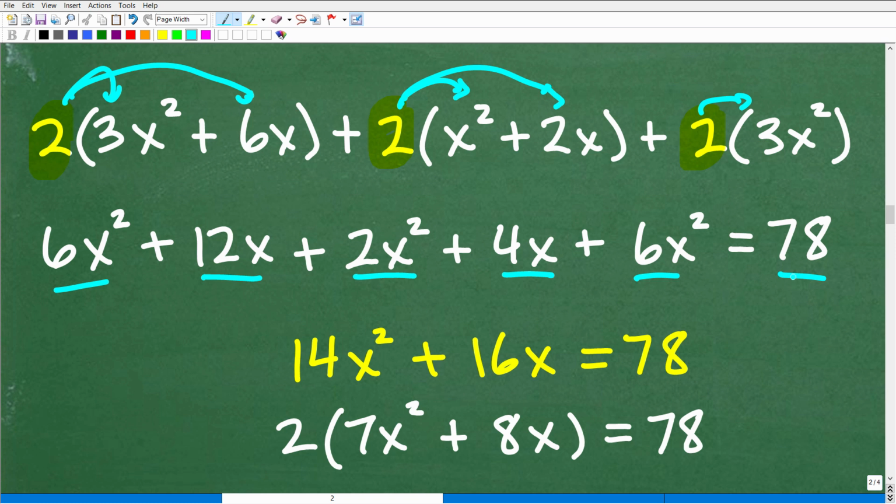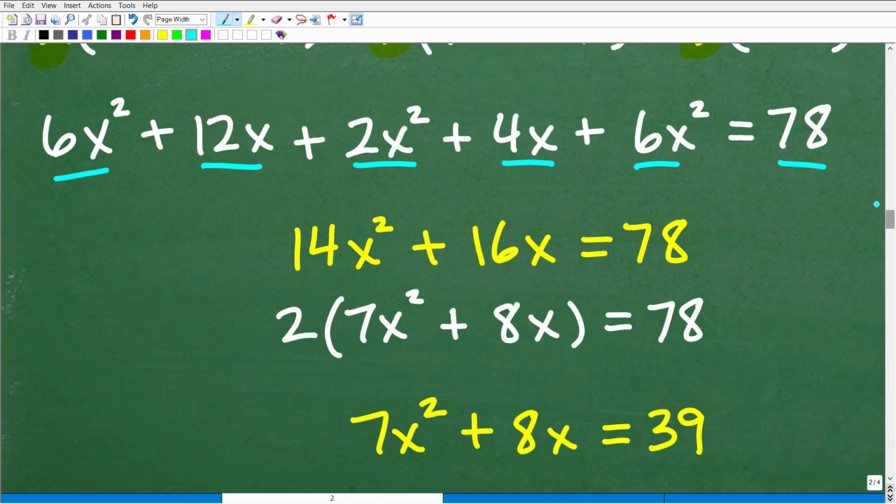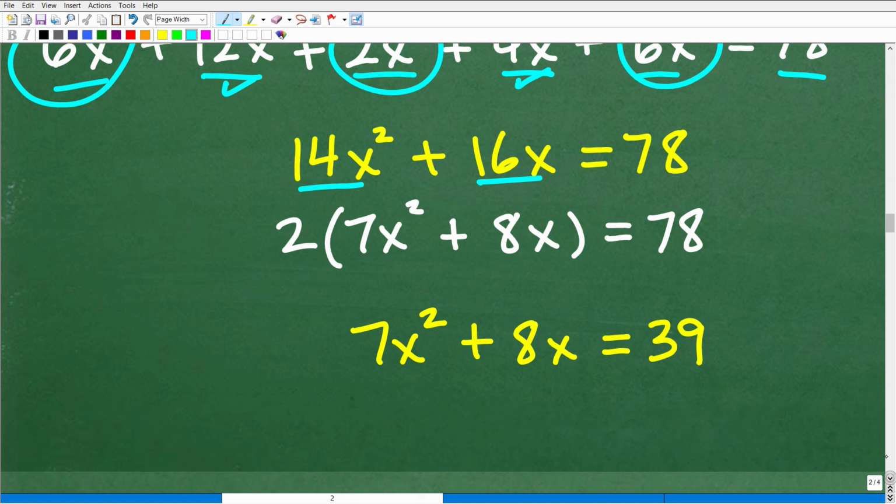But again, we have to continue on with this algebra. And the next step here is to combine like terms. So let's go ahead and do that right now. So here's an x squared, here's an x squared, and here's an x squared. So 6, 2, and 6 gives us a total of 14x squared. Then we have 12x and 4x gives us 16x. That's equal to 78.